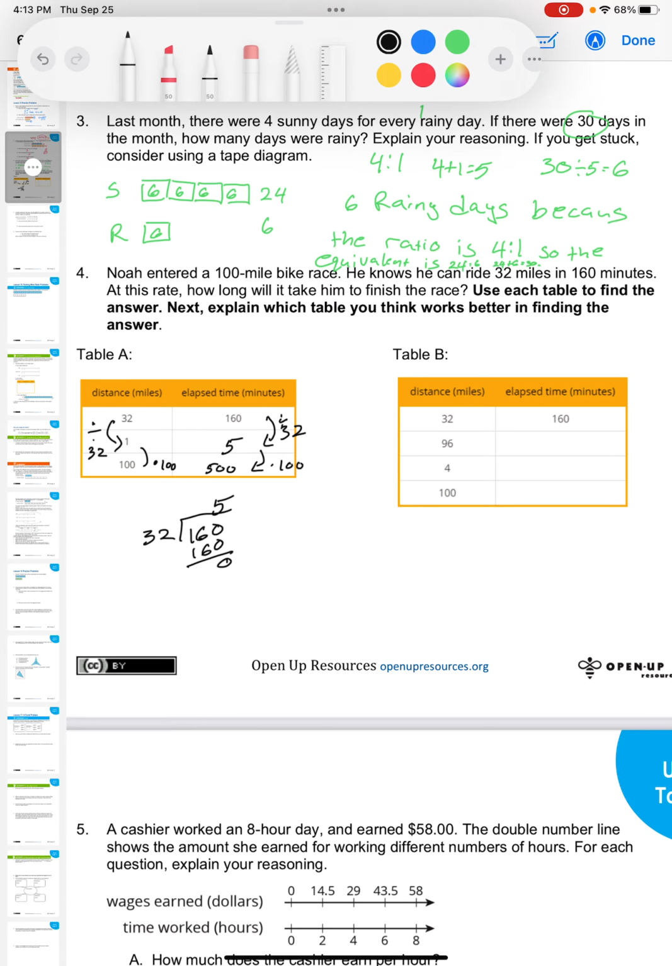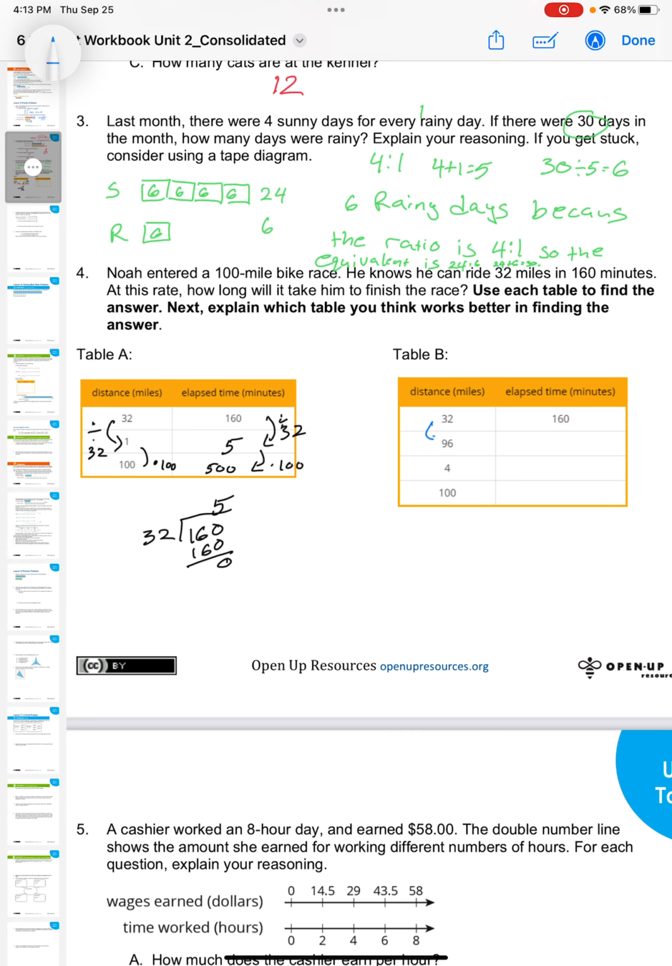Now, for table B. Well, to get from 32 to 96, that's times 3. So, times 3. Well, 3 times 0 is 0. 3 times 6 is 18. Carry 1. 3 times 3 is 9. Plus the 1 is 10.